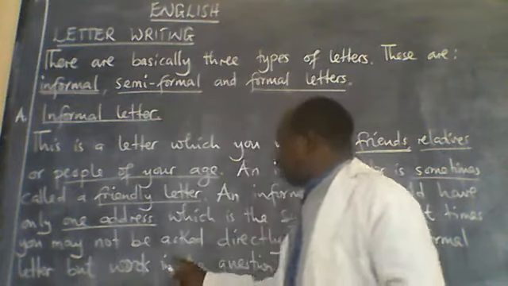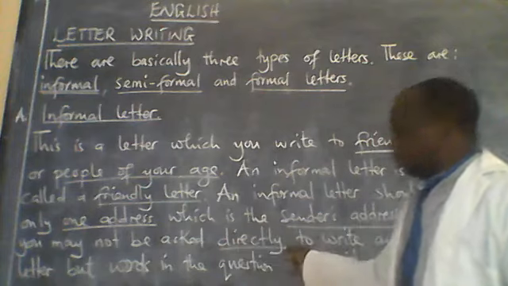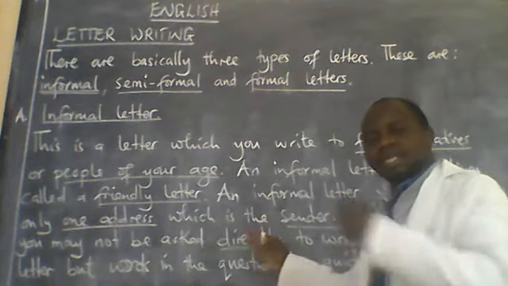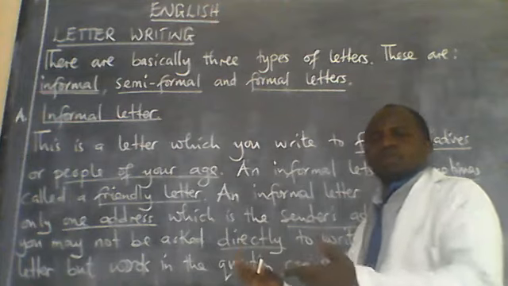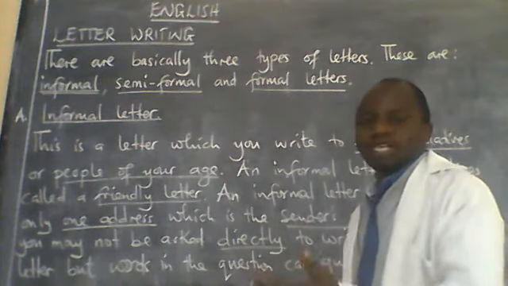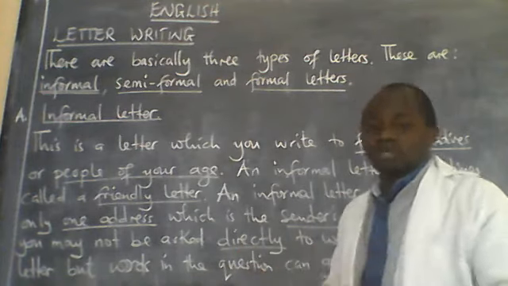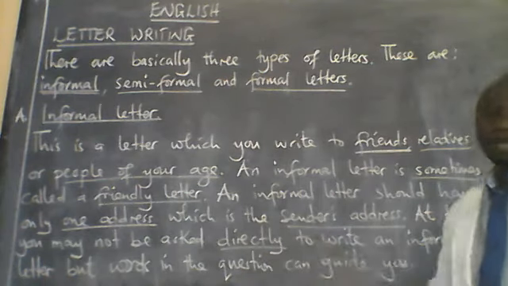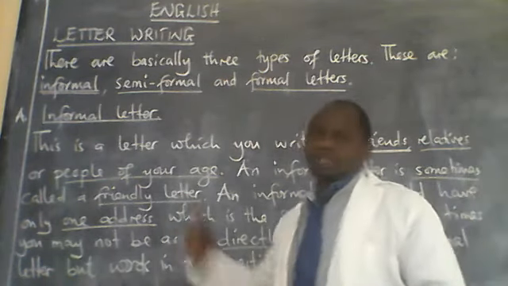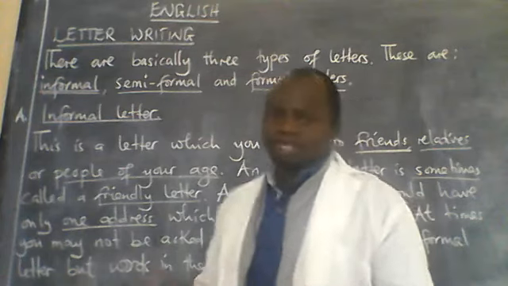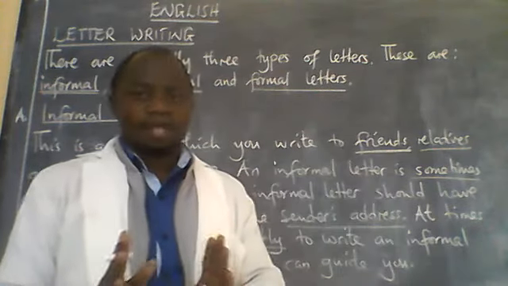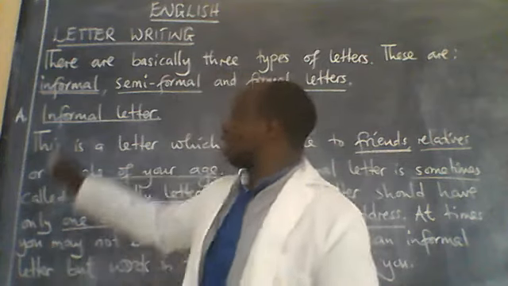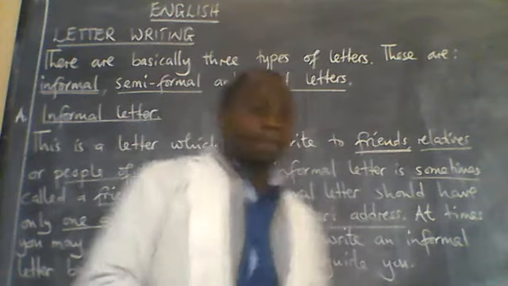Then we are saying, I've explained on this one. It might not be asked directly. They will not tell you to write an informal letter, but the words that they will use will be able to guide you on this one. It should only have one address. I hope this is clear. Now let me show you how to write an informal letter.